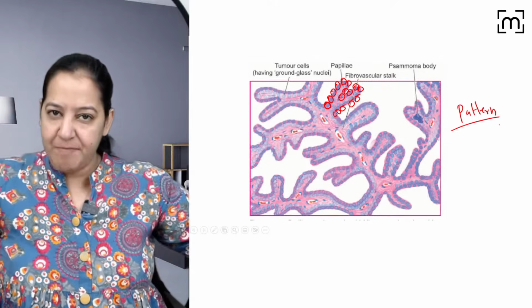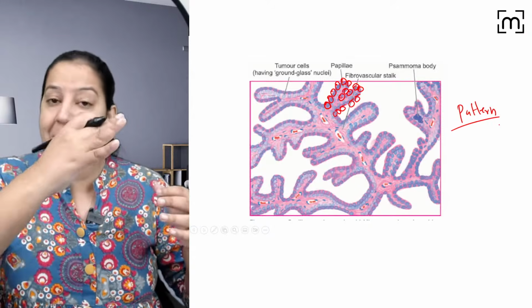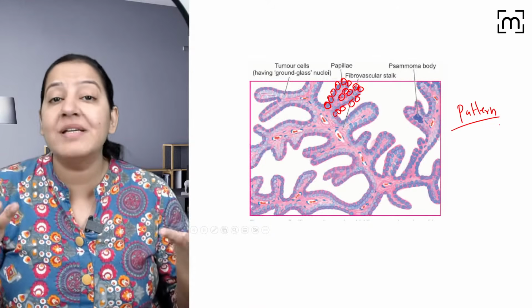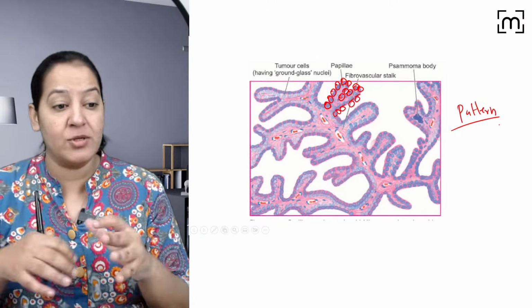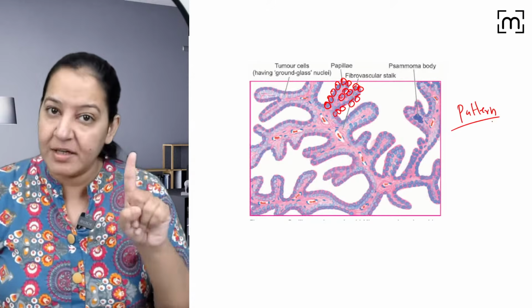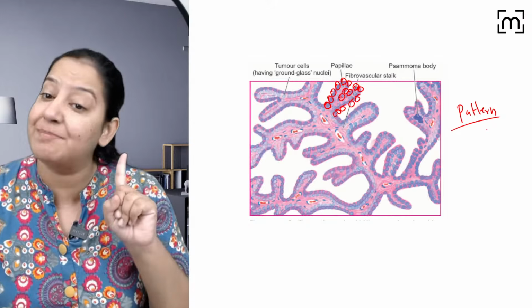Are they arranged in sheet pattern? Are they arranged in papillary pattern? What is the pattern? In circular follicular pattern? Yes, Osama, it's finger-like. So say the term papillary. So the pattern of tumor cell arrangement is papillary here.